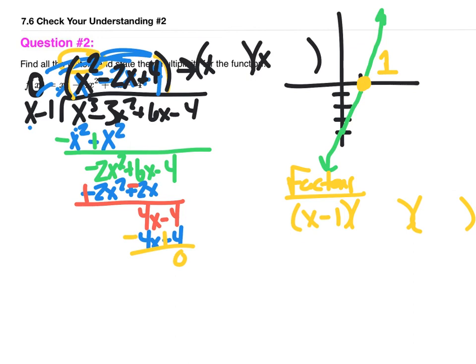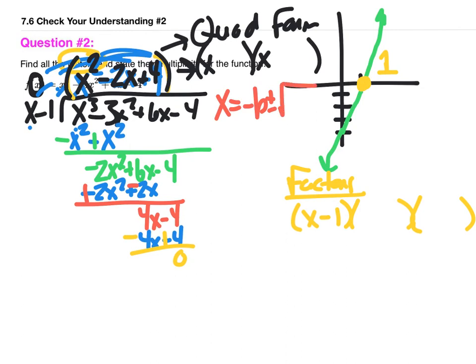Unfortunately, this one actually does not factor nicely. It's not factorable, so the only option I have here is to use the quadratic formula to solve it. So remember, the quadratic formula, let me just briefly jot that down, is going to be x equals negative b plus or minus the square root of b squared minus 4ac all over 2a.